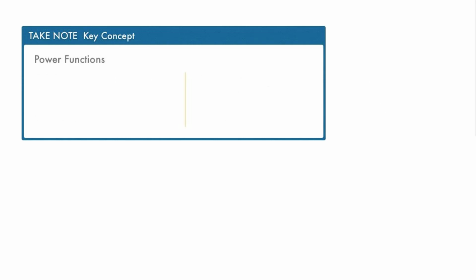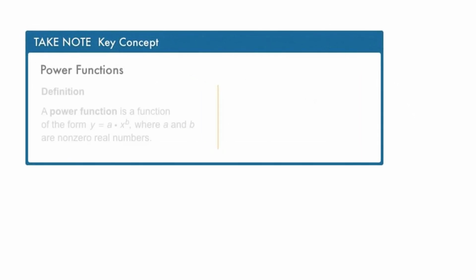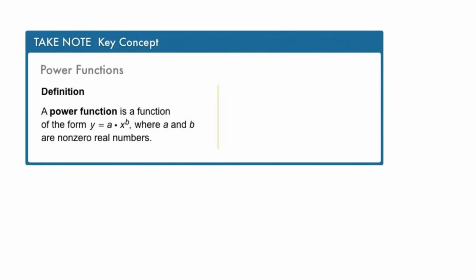Take note, key concept: power functions. A definition. A power function is a function of the form y = a·xᵇ, where a and b are non-zero real numbers. Some examples: y = 0.5x⁶, y = 1/2 x², y = −4x^(2/3), and finally y = x^0.25.